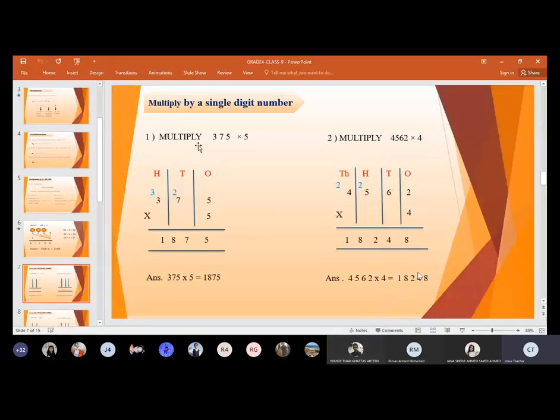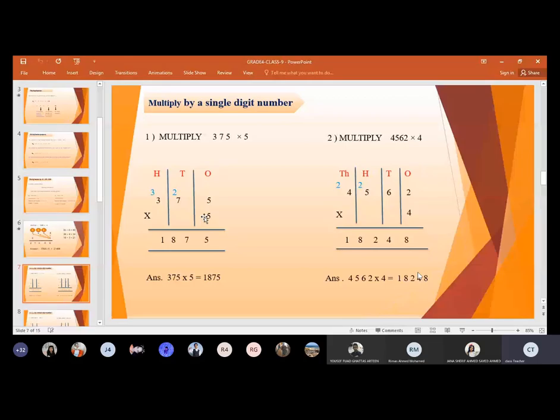Listen. The question is given, 375 multiplied by 5. So first you write the number according to that place value. 1 space 5, 10 space 7, and 100 space 3. So the number is multiplied by 5. How can we multiply this number? First you start with that 1 space. Take the number 5, multiply by 5. 5 5s are 25. So you write 5 in the 1 space and carry 2 in 10 space. Now multiply 5 into 7. 5 7s are 35 plus add the carry 2. So 35 plus 2, 37. Write 7 in the 10 space and carry 3 in the next place 100.